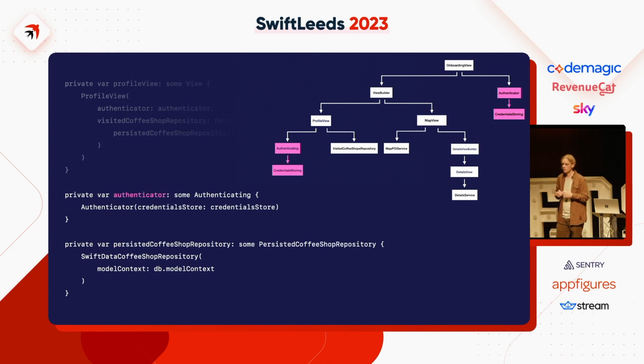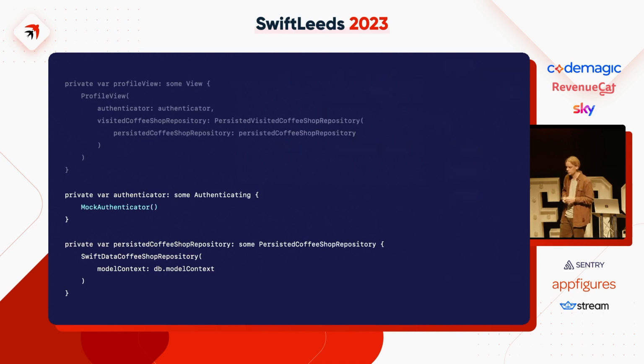For example, here, I might be interested in returning a mock authenticator to simulate that the user is logged in with a specific type of user, maybe. So I just return a mock authenticator in my authenticator composer, and now I've changed the objects in my entire object graph, and I've changed the logic in my entire app.